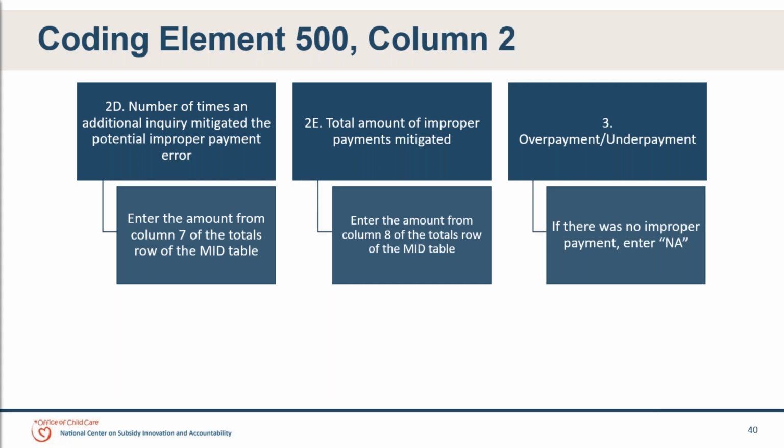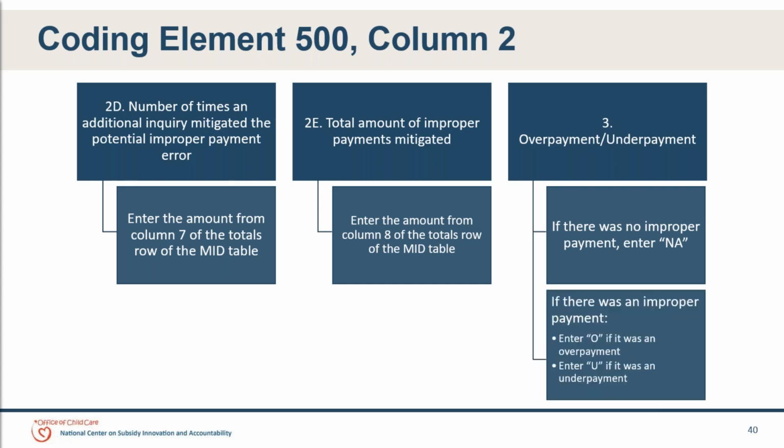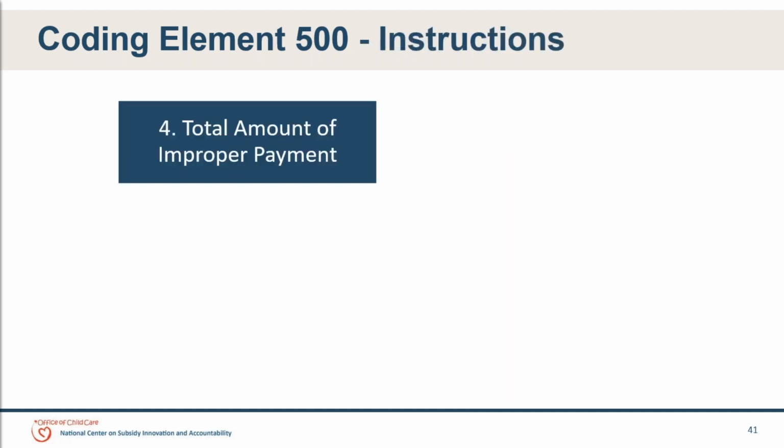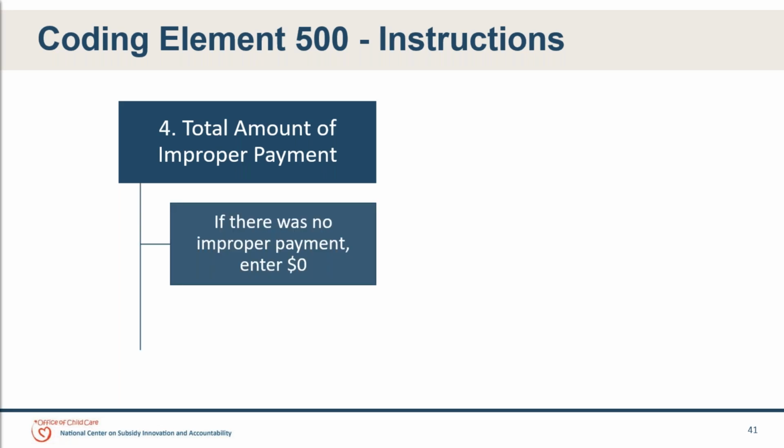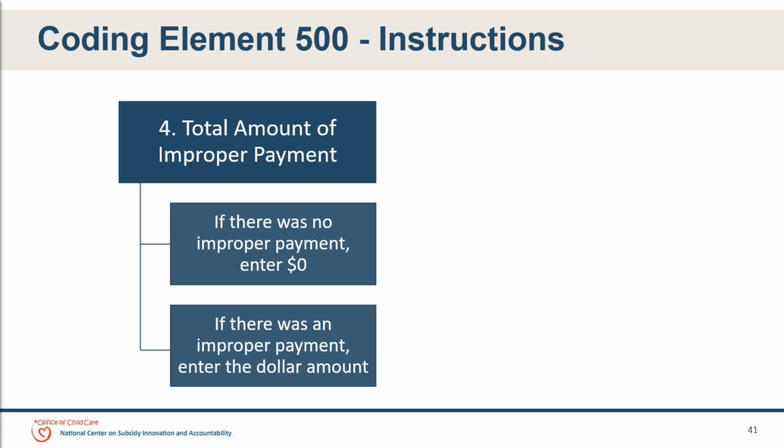Moving out of the mid table items and over to item 3, that is overpayment or underpayment. If there was no improper payment, enter NA. And if there was an improper payment, you're going to enter either O or U. Total amount of improper payment. If there was no improper payment, enter 0. And if there was, enter the dollar amount of that improper payment.